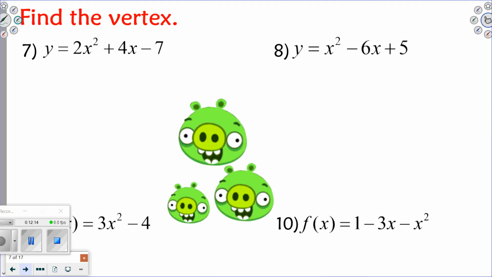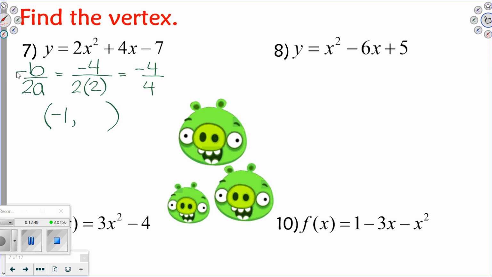All right. So let's go ahead and get some more practice just finding the vertex. We're not even graphing yet. Again, baby stepping into this. So the vertex on number 7, we start with -b over 2a. So -b is going to be -4 over 2 times a, and a is 2. So -4 over 4, which is -1.